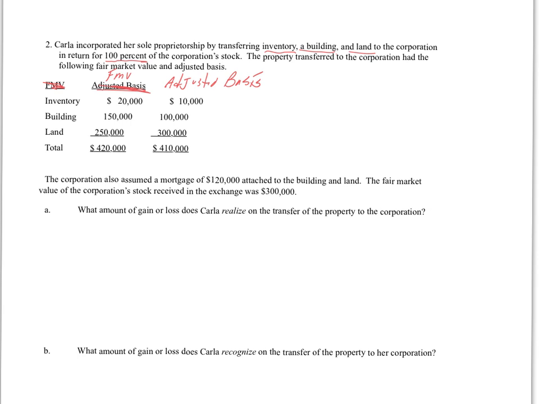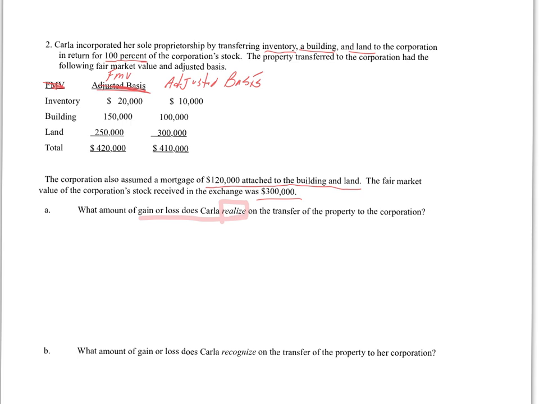Okay. Also, it's important to note that there is a $120,000 mortgage attached to the building and land. And we're given that the fair market value of the corporation's stock is $300,000. Okay? So, standard question, right? So Carla transfers all of this stuff to the corporation. What amount of gain or loss does she realize as a result of this transfer? Okay, not recognize, realize. All right, so let's figure that out.